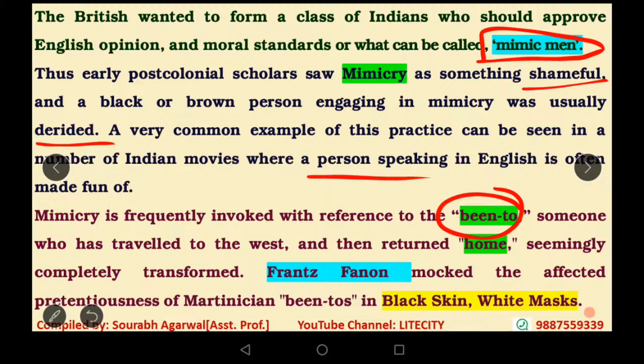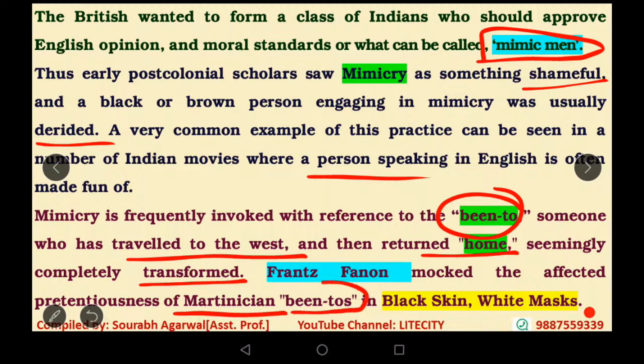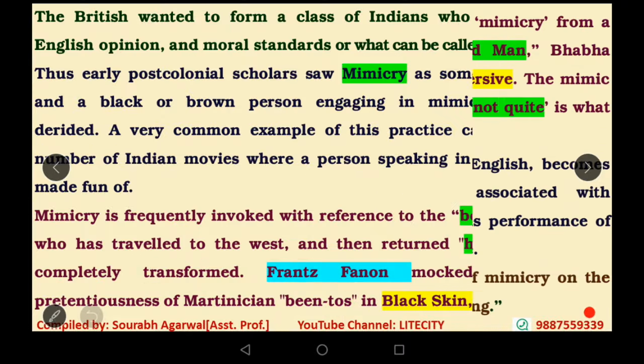Another important phrase used by Frantz Fanon: someone who has traveled to the West, then returned home, seemingly completely transformed. This journey from native to the foreign land and becoming like a foreigner. Frantz Fanon mocked the affected pretentiousness of the Martinicians, people who have been to the West, in his book Black Skin, White Mask.